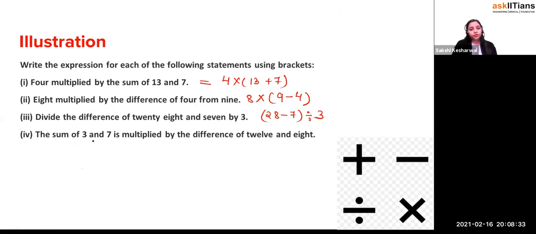The sum of 3 and 7 is multiplied by the difference of 12 and 8. The sum of 3 and 7 is multiplied by what? The difference of 12 and 8. This is how you're going to write this, right?